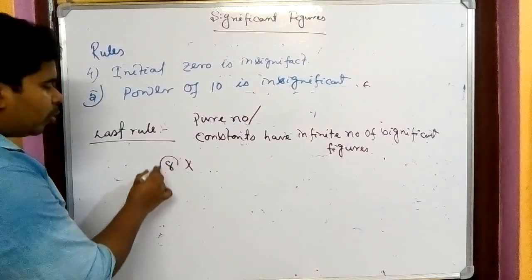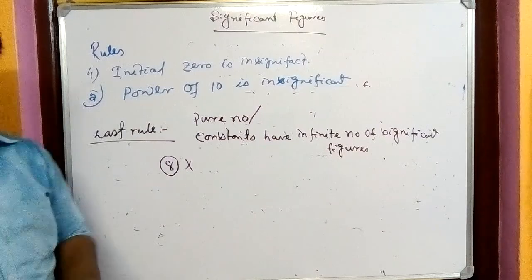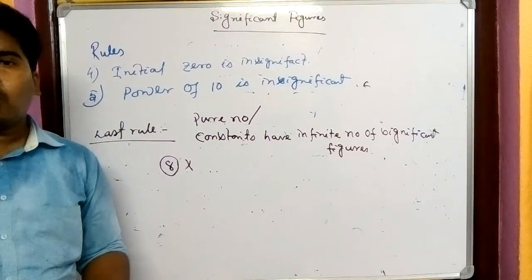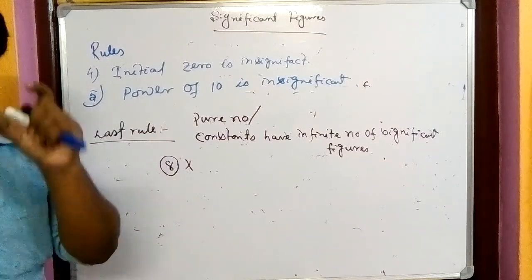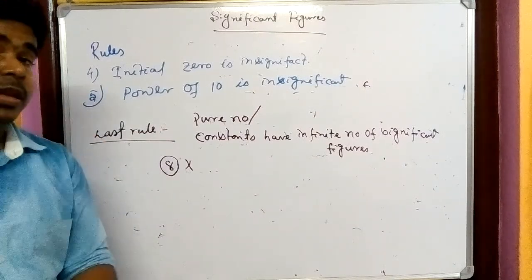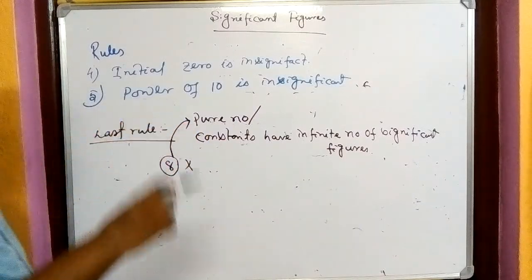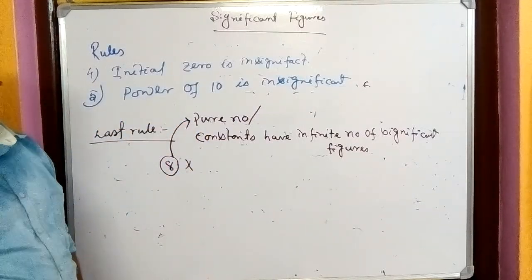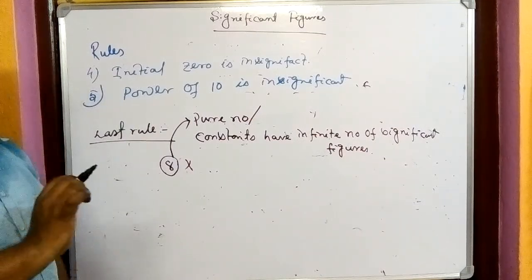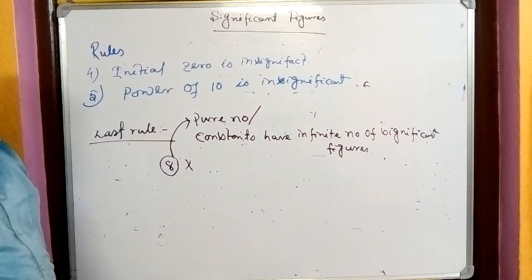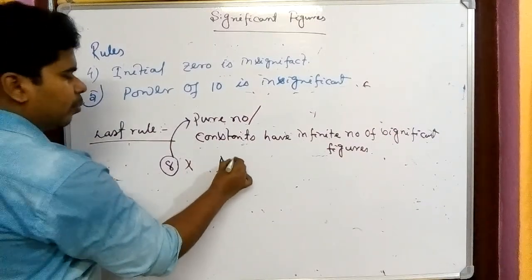When we are talking about 8, in this number there is no doubtful or uncertain number. 8 is confirmed, there are 8 mangoes, and as it is a pure number, its number of significant figures is infinite. Which one is a pure number or a constant?